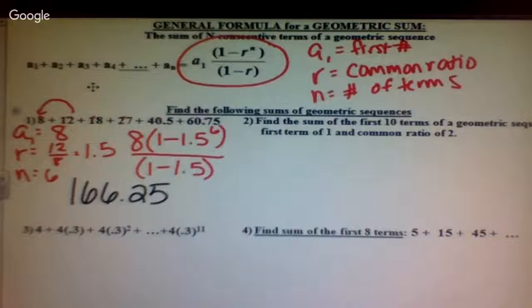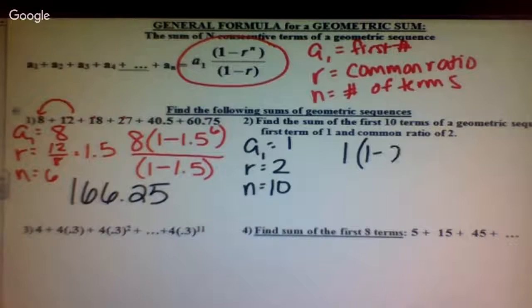What is a sub 1 in number 2? It says find the sum of the first 10 terms of a geometric sequence with the first number of 1 and a common ratio of 2. So a sub 1 is 1. What is my R? 2. And what is my N? 10. So 1 times 1 minus 2 raised to the 10th divided by 1 minus 2.